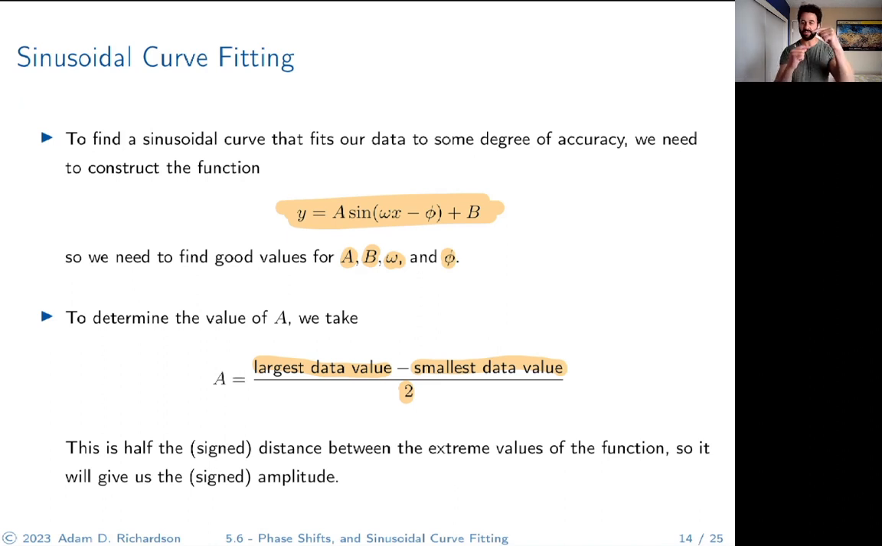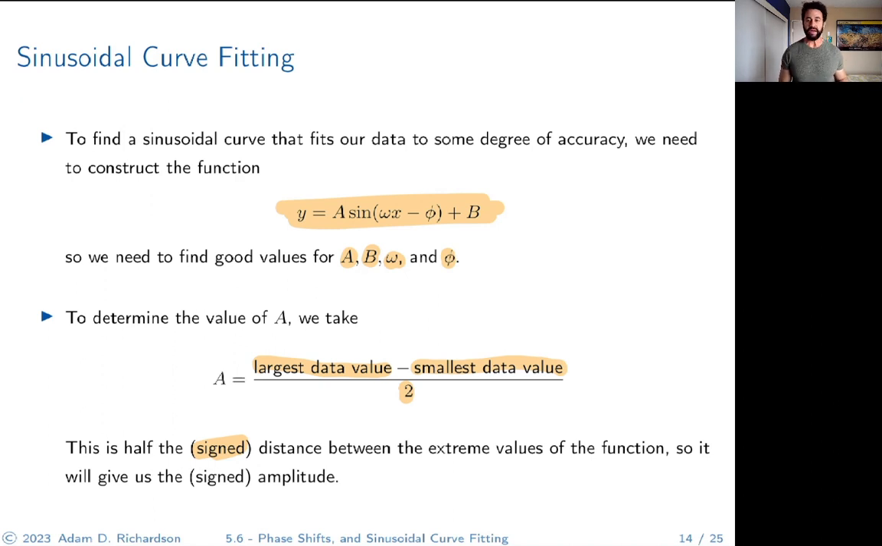Well, remember that a is the amplitude of the curve, right? So there's a midline, and the maximum of the curve will be a units up from the midline, and the minimum will be a units below the midline. So if we find the largest data value in our set and the smallest data value in our set, find the distance between them, and then cut it in half, that'll tell us what the amplitude is going to be, or the signed amplitude, you could say. So it doesn't matter which one comes first. You can just take the largest minus the smallest and see what value you get, and that'll basically give you the number that you need to use for a.